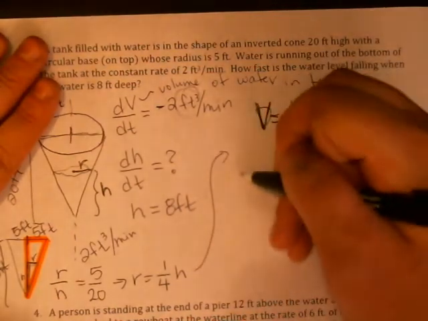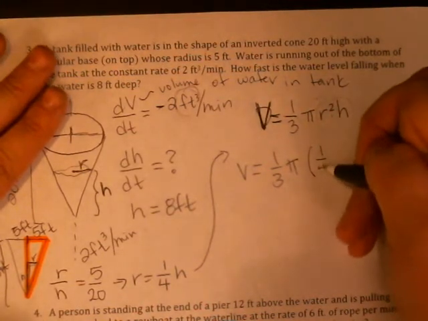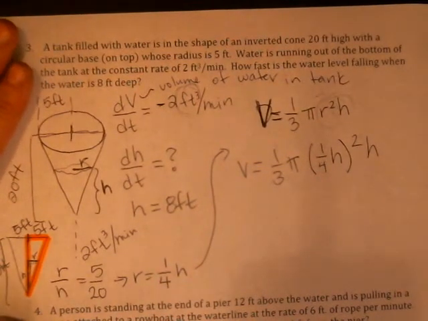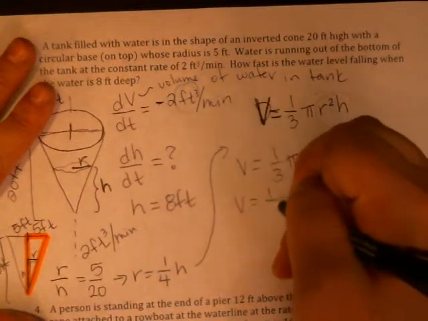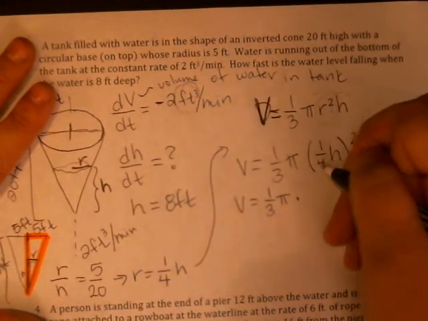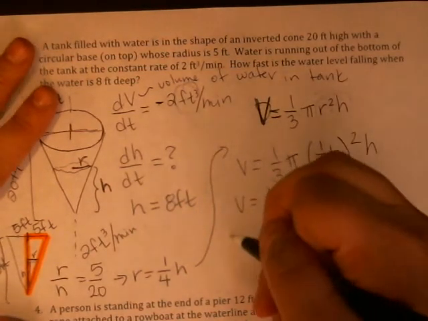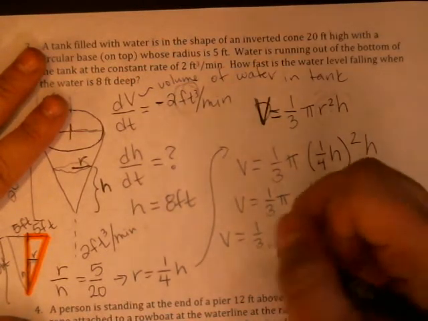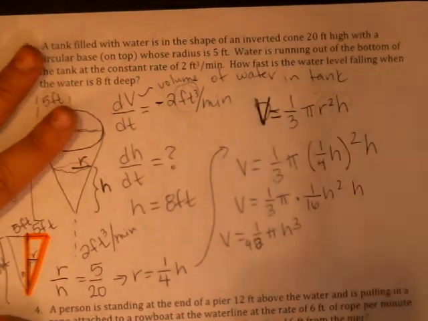So back up to here, I have a 1/3 pi, and then I'm going to replace that r with 1/4 h. And this is a little bit nicer. I at least don't have the extra variable, but my advice would be don't take the derivative right now. If you simplify this thing a little, it's going to be significantly easier. So I have a 1/3 pi times 1/4 squared, which is 1/16, h squared times h. So I have a 1/3 times 1/16, a 1/48 pi h cubed.